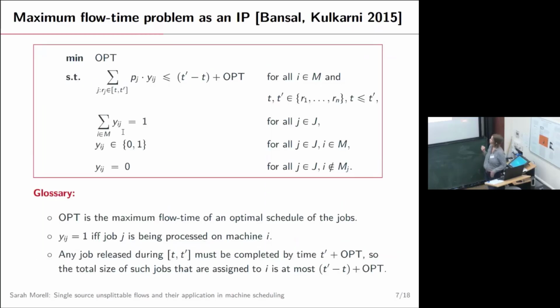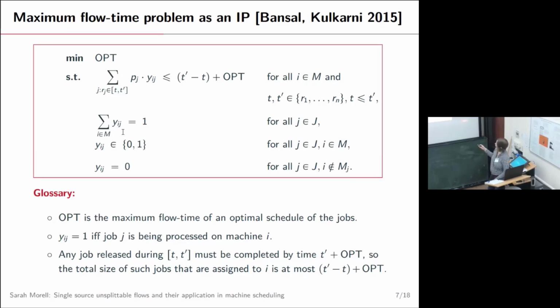So let's come to this IP for the maximum flow time problem. This has already been used by Bansal and Kulkarni in their paper. So we want to minimize this maximum flow time, which I denote by opt. This is actually the maximum flow time of an optimal schedule of the job. And our variables here, yij, are actually one whenever a job is assigned to a machine.